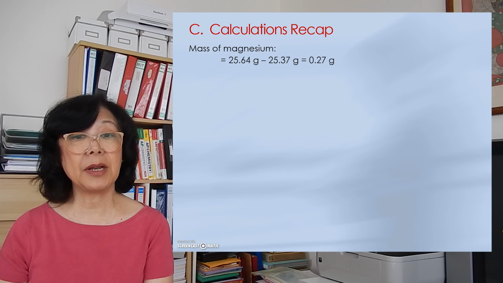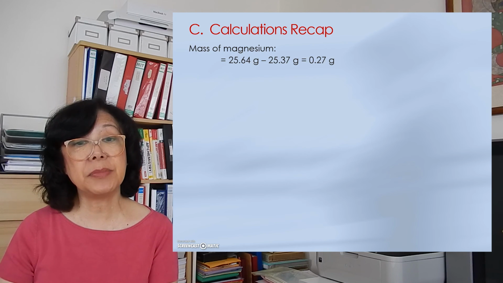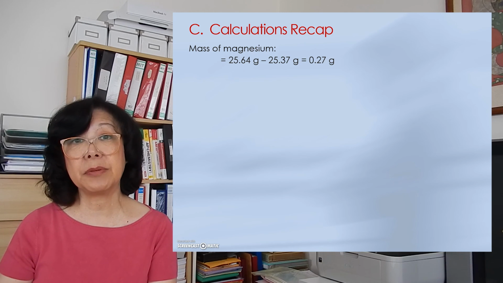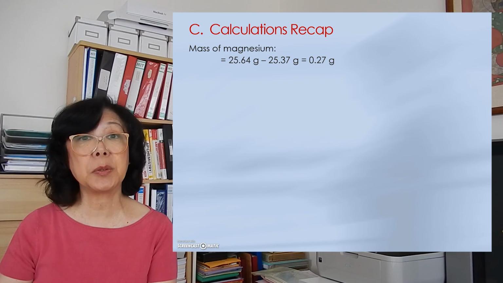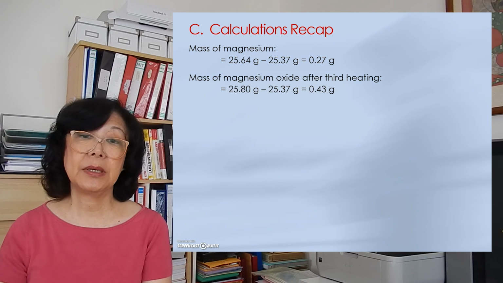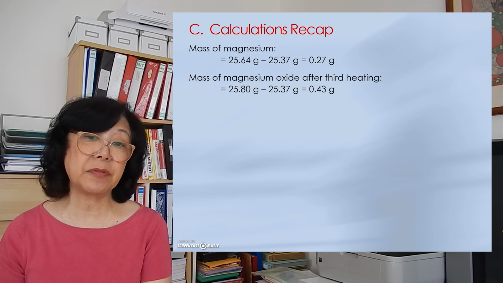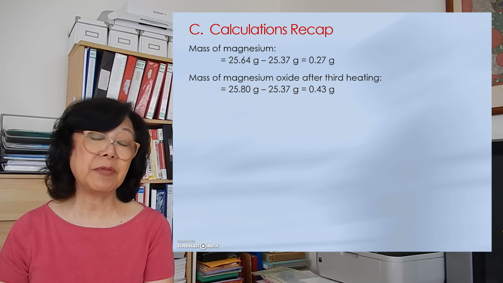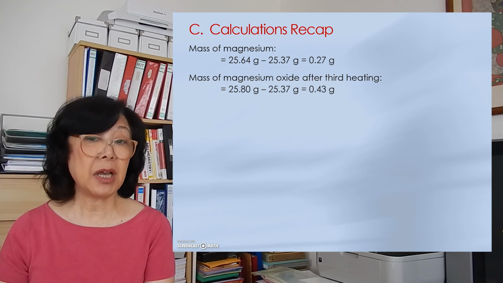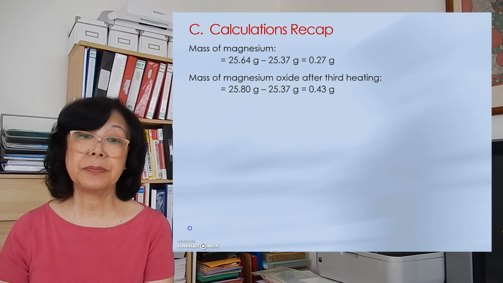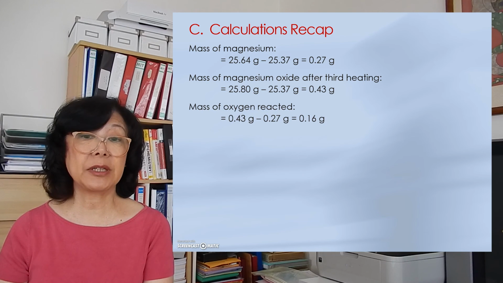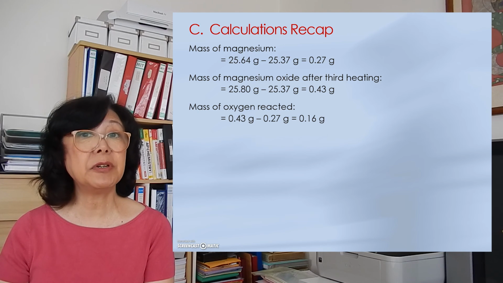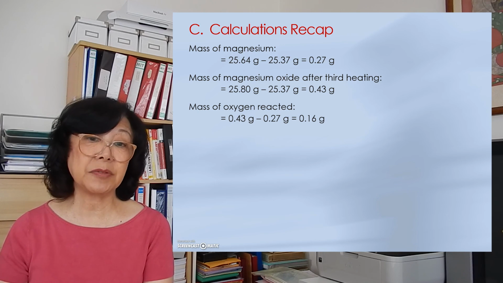Now how do we calculate? First we calculate the mass of magnesium by taking the container with the magnesium minus the empty crucible with the lid. And then how do we find the mass of magnesium oxide? That is the mass after the final heating, from which we subtract the mass of the empty crucible. And now subtracting the magnesium mass from the mass of magnesium oxide, we get the mass of oxygen reacted.